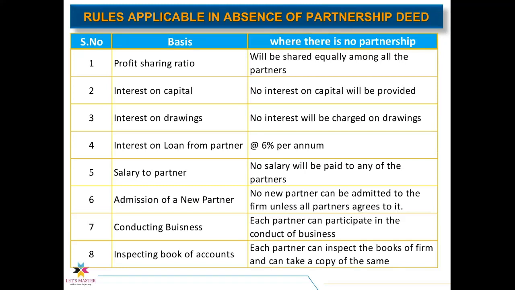And when we say "in absence of partnership deed," it not only means that there is no partnership deed at all, but it also means that there is a partnership deed, but that partnership deed is silent on any of these 8 points. So the first one is profit sharing ratio. If there is no partnership deed, or the partnership deed is silent about the profit sharing ratio, then the profits would be shared equally by all the partners.